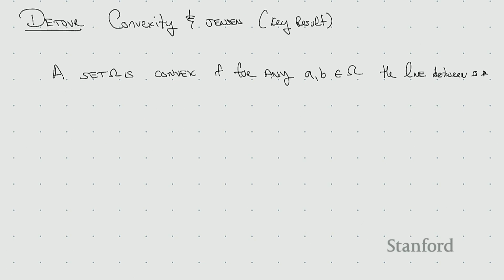So I'll write this in math so it's precise. Is in omega, okay? So what does that mean? Let's draw the picture first and we'll draw the math. Here's the convex set. It means no matter how I pick A, here's A, and no matter how I pick B, the straight line between them, the geodesic between them, is in the set. This is convex.